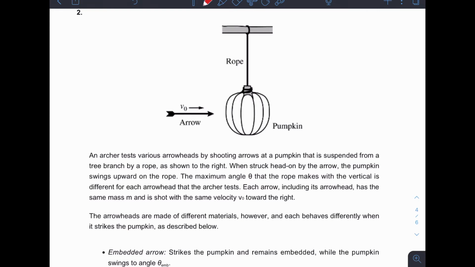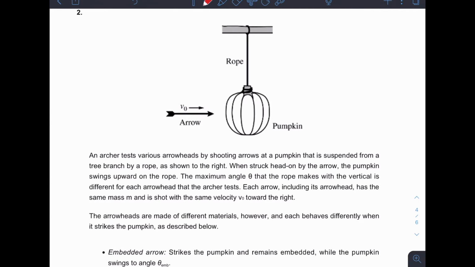If the arrow goes through it, the arrow will still have momentum to the right, and the pumpkin will still have some momentum to the right, but they still have to combine to give us momentum that's equal to the arrow's initial momentum. So the pumpkin will have less momentum than it did with the combination of it and the arrow. So it will move slower, therefore not as far up.